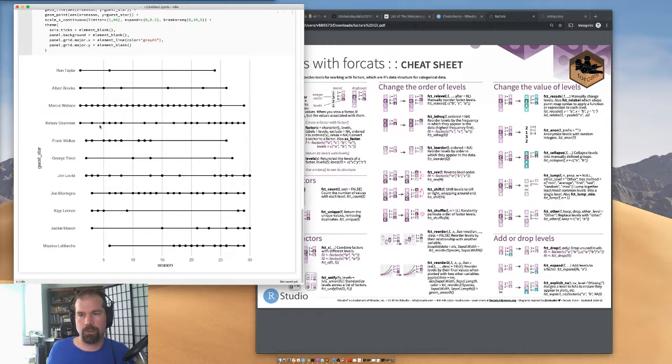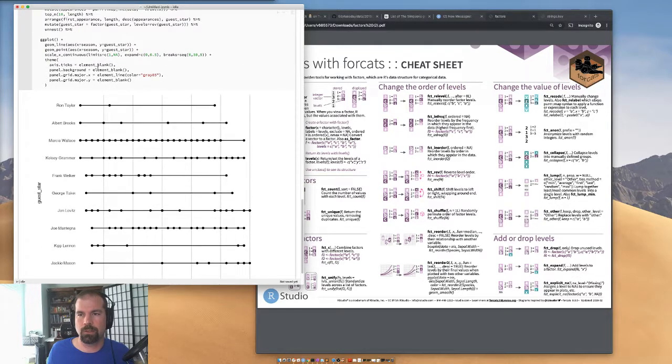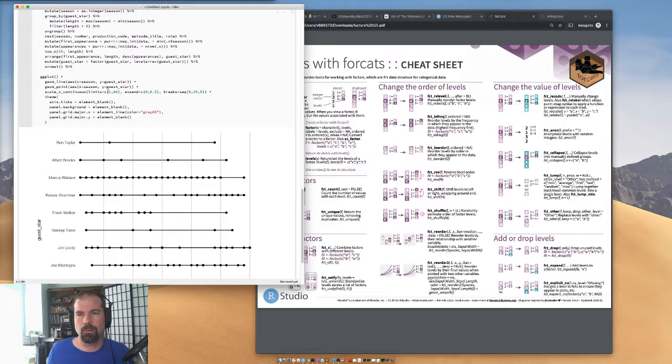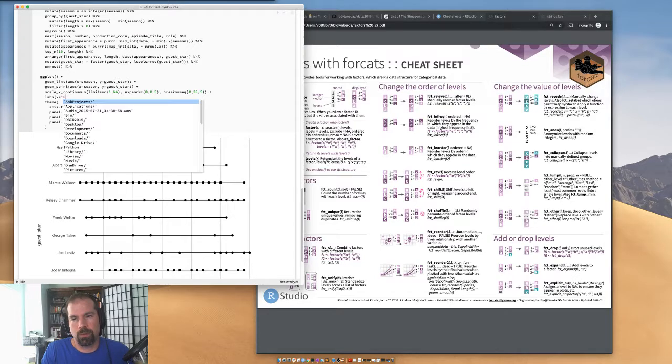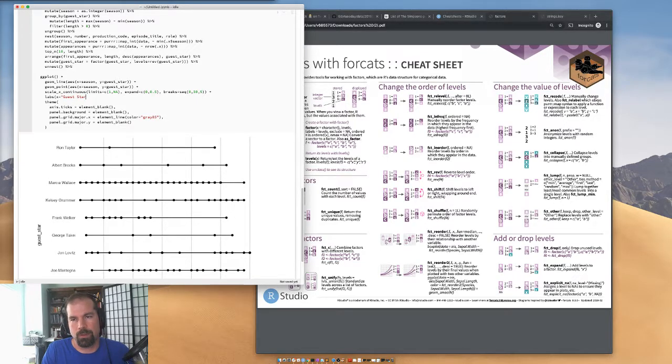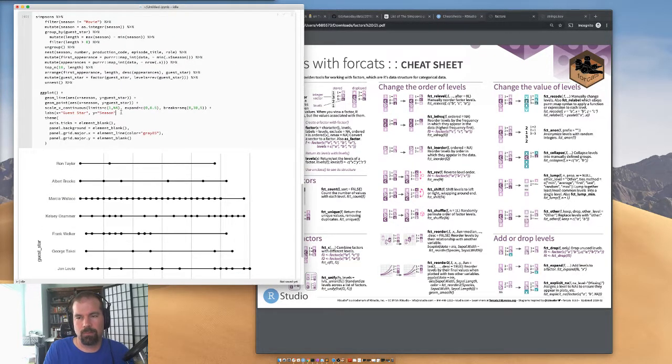So the fort, and then what's Kelsey Grammer? 1, 2. I wonder why these didn't go in the opposite direction. Before I fix that, though, I want to fix the labels. So x equals guest star. We'll call it guest star. Y equals season. I mean, that's probably what's already labeled, but it's kind of good to put on.